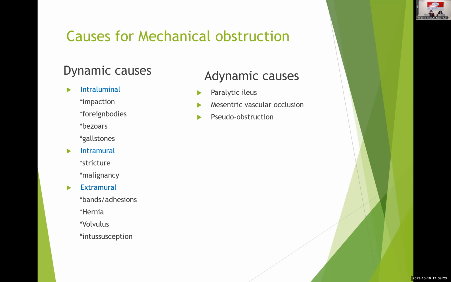Intramural, the musculature, the intestine can get strictures, or maybe even a malignancy growing and causing obstruction of the lumen. Extramural factors like bands or adhesions following any surgery, or maybe even after radiotherapy, it can develop adhesions. It can be hernia, volvulus, or even intussusception, which is leading to this obstruction. All right. Adynamic causes, again, paralytic ileus, mesenteric vascular occlusion, or pseudo obstructions.